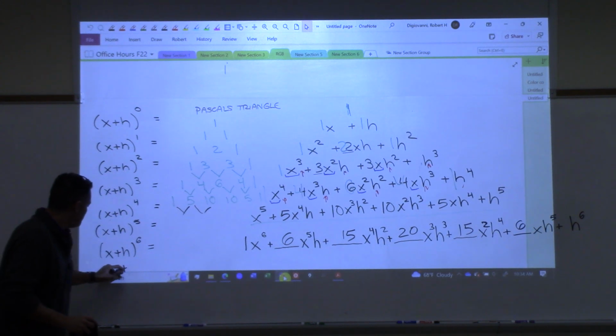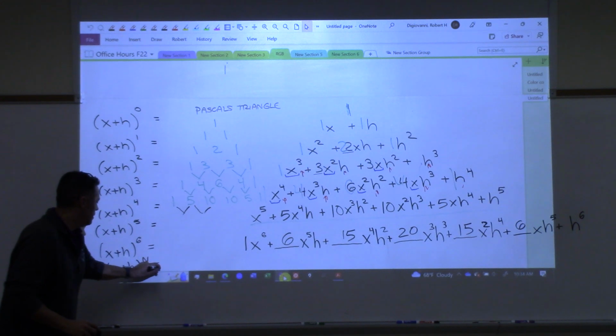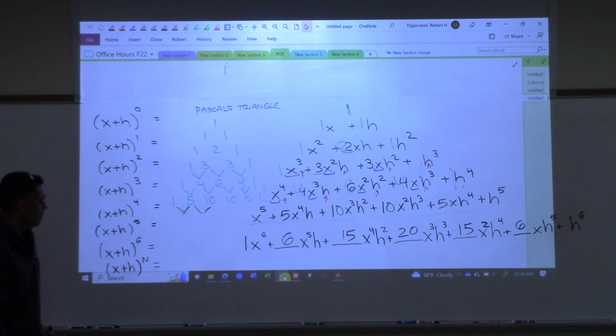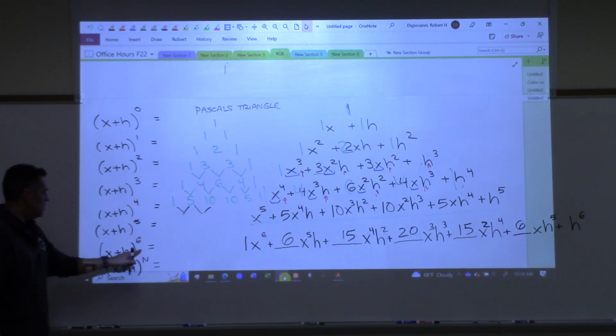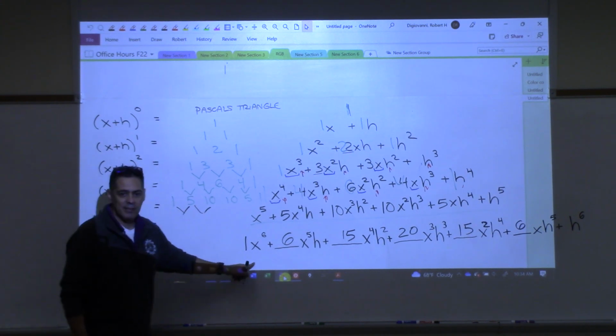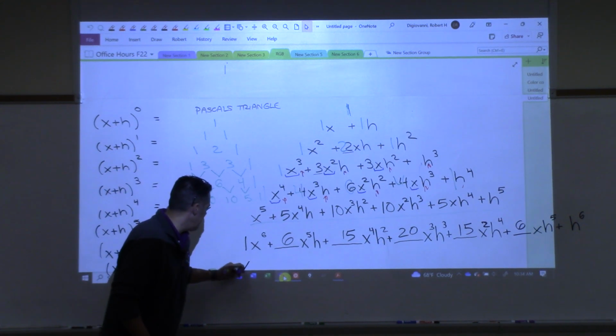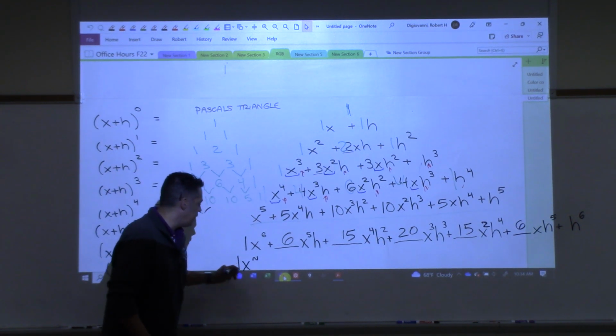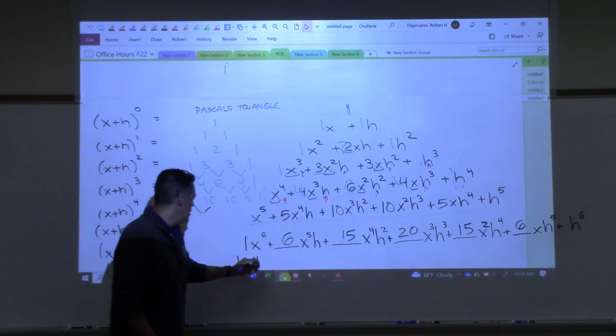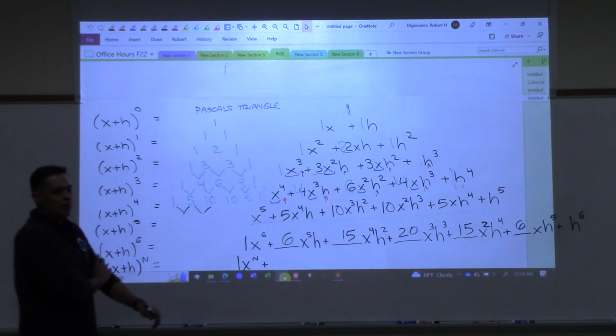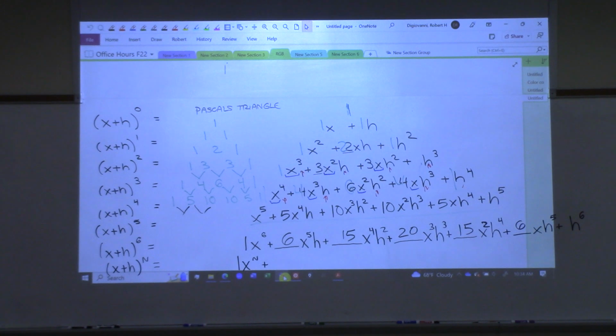What would x plus h to the nth power be? Ooh, this is tricky. Nth power. See, 6th, 5th, 4th, 3rd. What about n? Well, what would the power on x be? x to the n, right? The first term would be x to the n, and there would be a 1 in front of it, right? Plus, what would the number be for this one? n. Do you all see that?